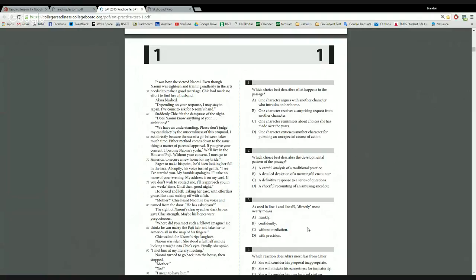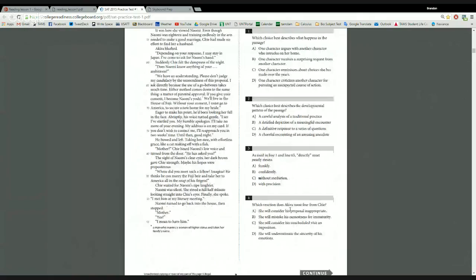Without mediation. As you can see, I looked at both parts, read a little bit below, found the connection, and got the answer immediately. So make sure you try to do that. Now we go to the next one.